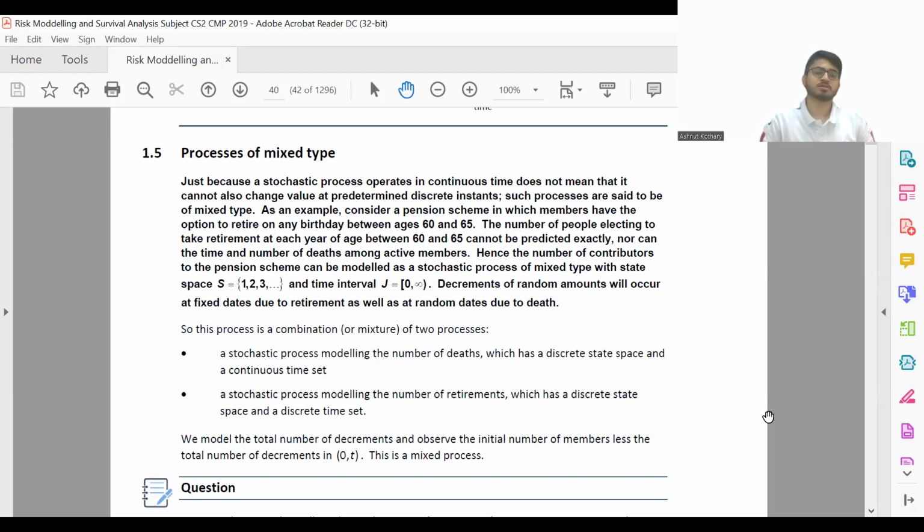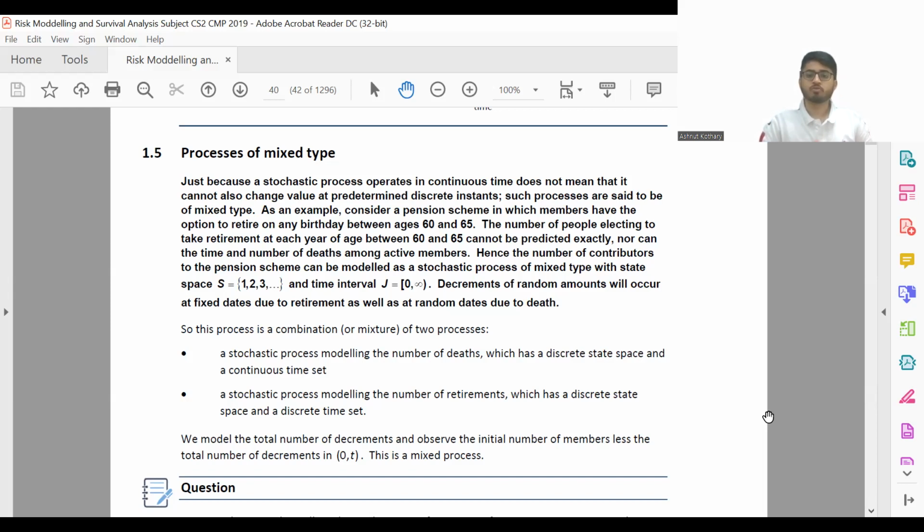As an example, let's look at a more practical one from the point of view of an insurance company or a pension scheme. Consider a pension scheme in which members have the option to retire on any birthday between age 60 and 65. The number of people electing to take retirement at each year of age between 62 and 65 cannot be predicted exactly, nor can the time and number of deaths among active members. Hence, the number of contributors to the pension scheme can be modeled as a stochastic process of mixed type with state space S equal to 1, 2, 3, and so on, and time interval 0 to infinity.